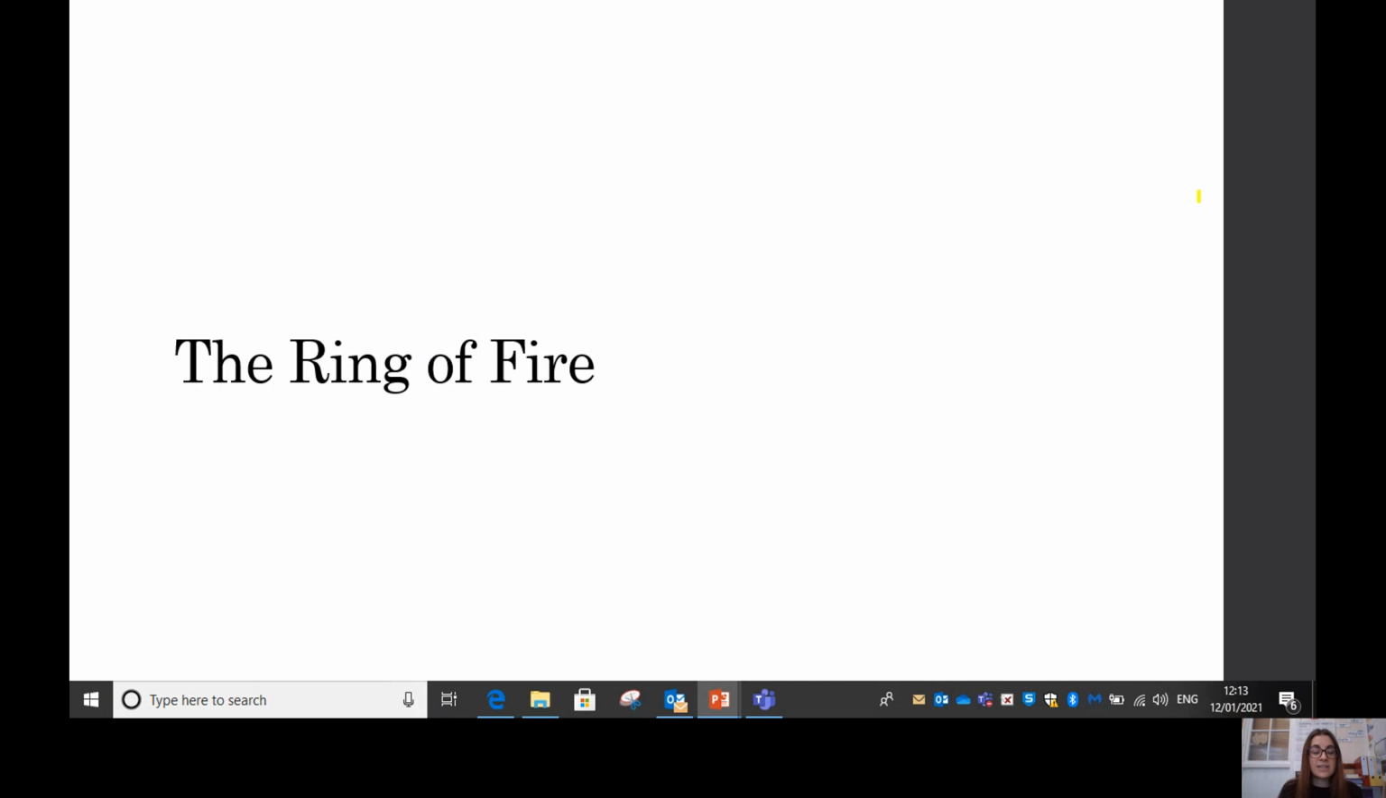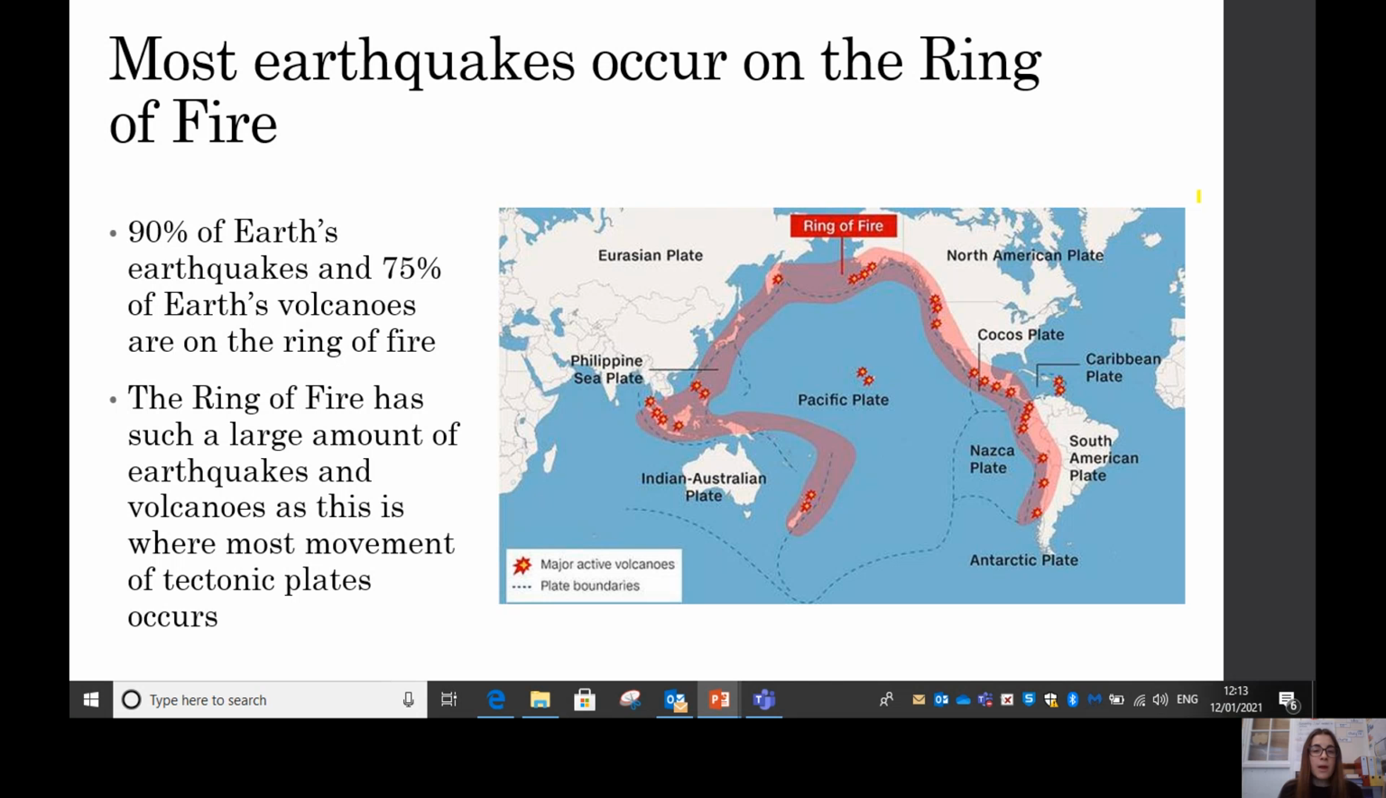Now let's have a look at a thing that we call the Ring of Fire. The Ring of Fire is a zone around the Pacific Ocean where most earthquakes and volcanoes occur, and it traces the boundary of many tectonic plates. Again, as we can see on this diagram, the dashed lines represent the plate boundaries, and the Ring of Fire, which is in the red, highlights that it is around many plate boundaries. So 90% of Earth's earthquakes and 75% of Earth's volcanoes are on the Ring of Fire.